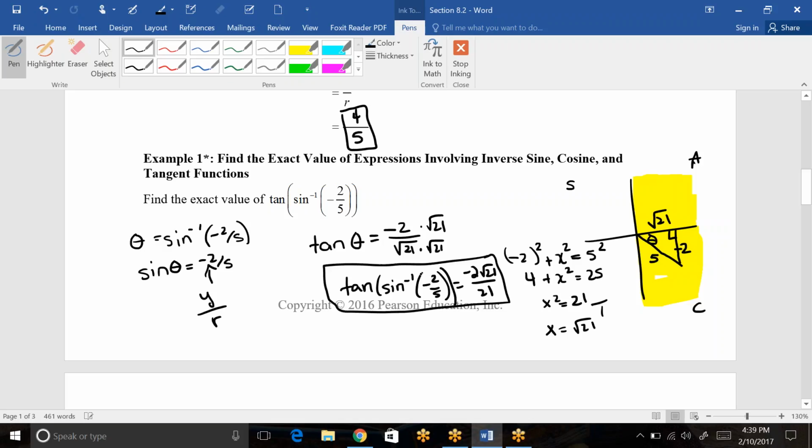So we mapped the negative 2/5 to the correct quadrant, got our signs correct, and then we mapped the theta part, which is the angle attached to this triangle, to the correct ratio on the outside they were looking for.